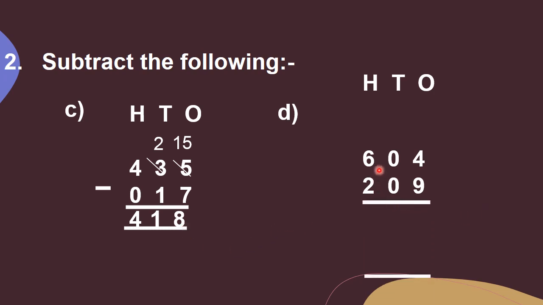Okay. Now in D part, we have to subtract 209 from 604. Okay beta. So let's start from our ones place. So here at ones place it is given 4 minus 9.